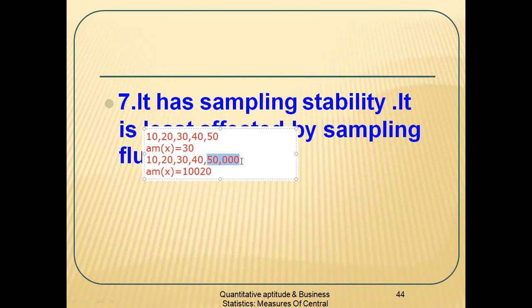This variation is not there in all the observations. This 50,000 varies in only one observation. 50 has become 50,000, by which 30 has become 10,200. So is it giving an accurate result? Can I rely on this number? Because one number changed, the entire arithmetic mean got varied. Can I rely on it now?